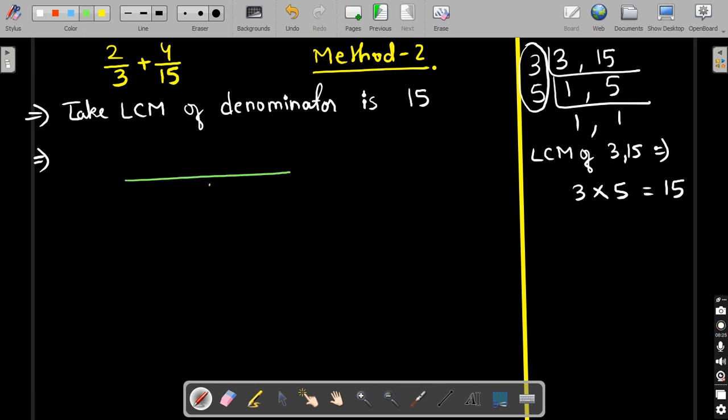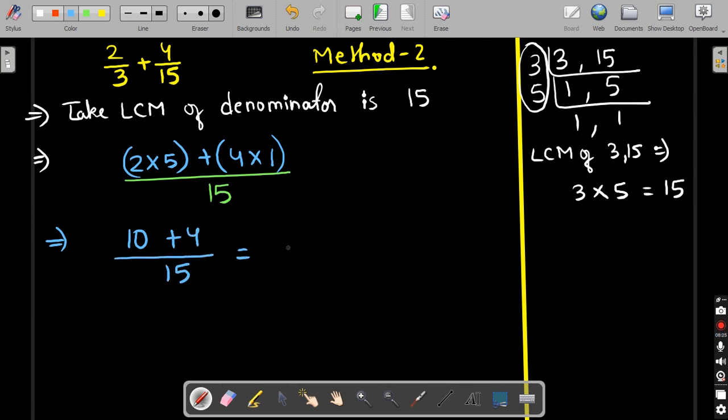Now what is the next process that I am going to do? Now I will make one straight line. I will keep my denominator 15. Now I will check, students, here 3 how many times is 15? 3 5s are 15. Now I will take this upper part, that is 2 into 5, plus, because the plus sign is in between. Now 4 is written over there, 15 how many times is 15? 15 ones are 15, so I will put 1 here. Now let us check, 2 5s are 10 plus 4 ones are 4, by 15. So 10 plus 4, I am going to get 14 by 15.